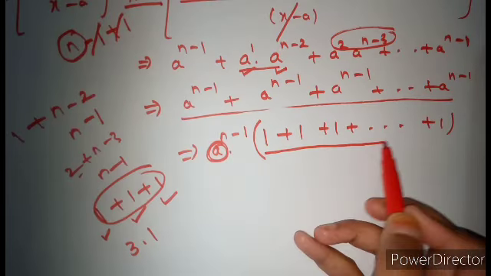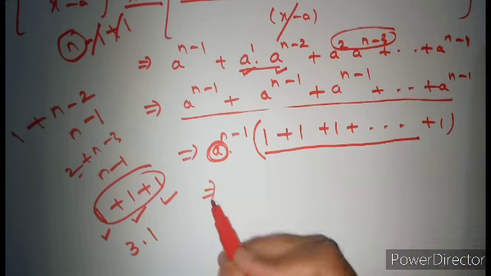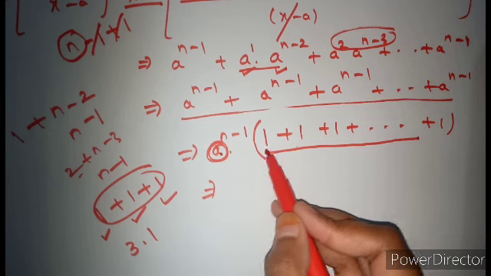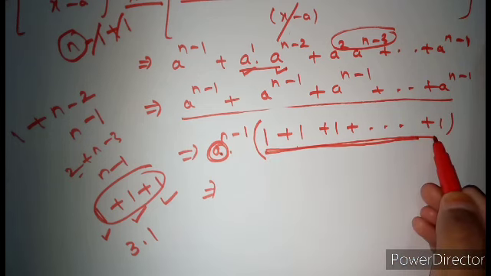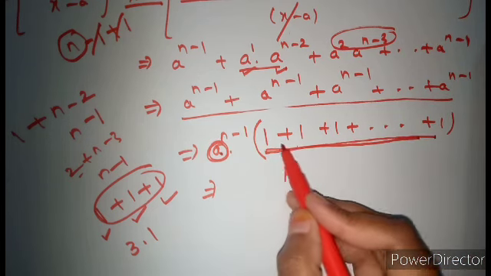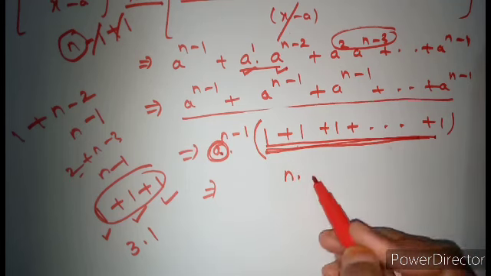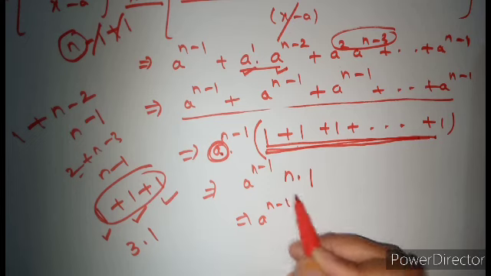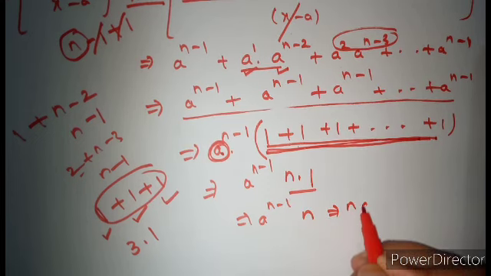Here how many times do we have 1? That means a. Here we are taking a as common. So how many times here do we have a? We have n into the number we have, 1. So n into 1, a power n minus 1. N into 1 is n. It can also be written as n a power n minus 1.